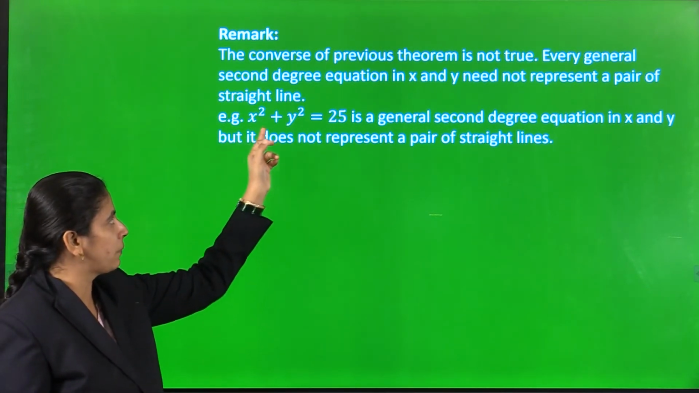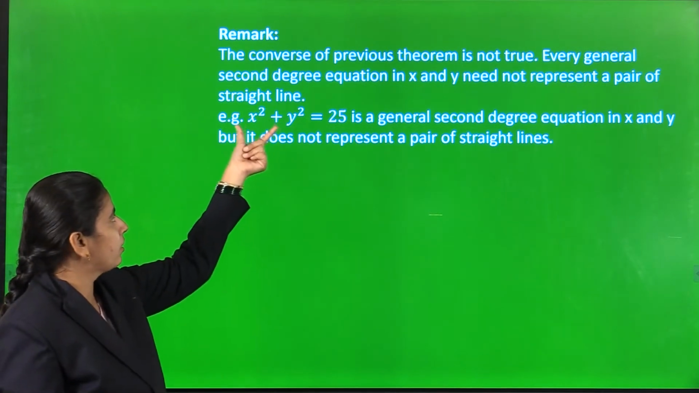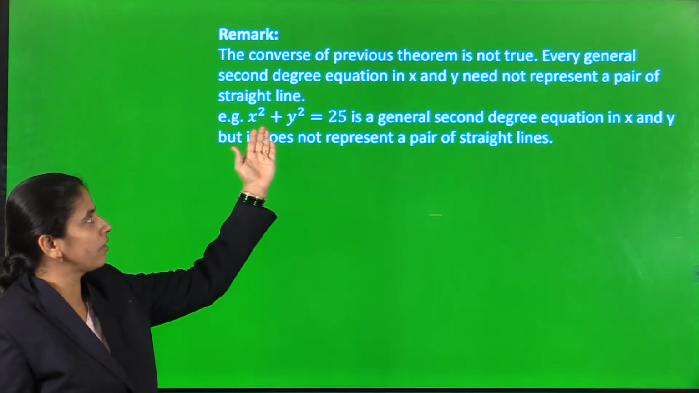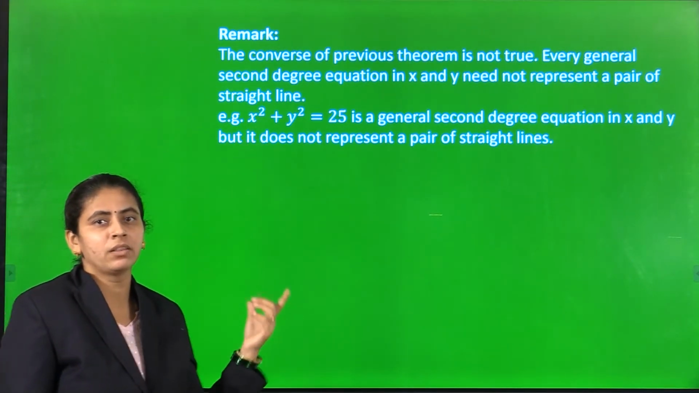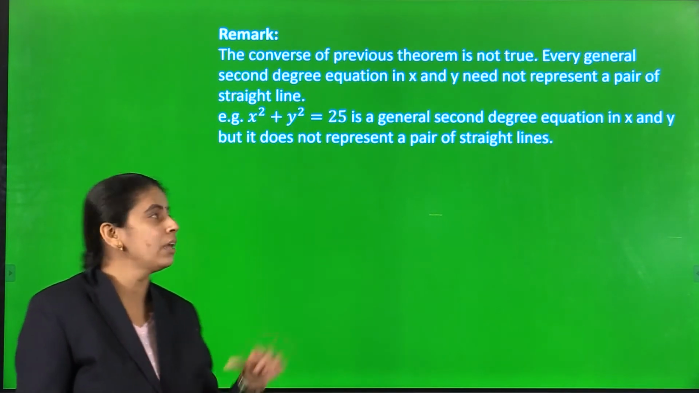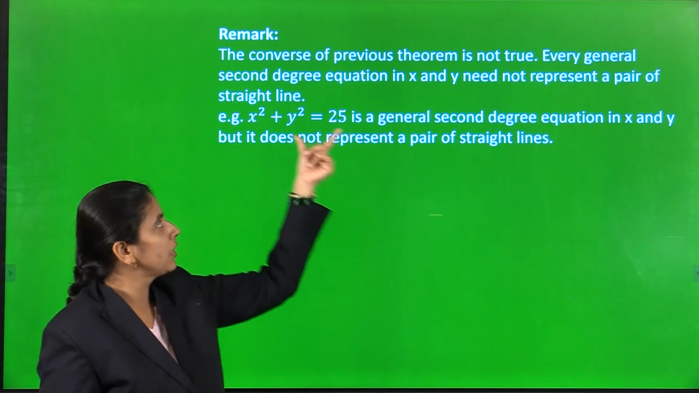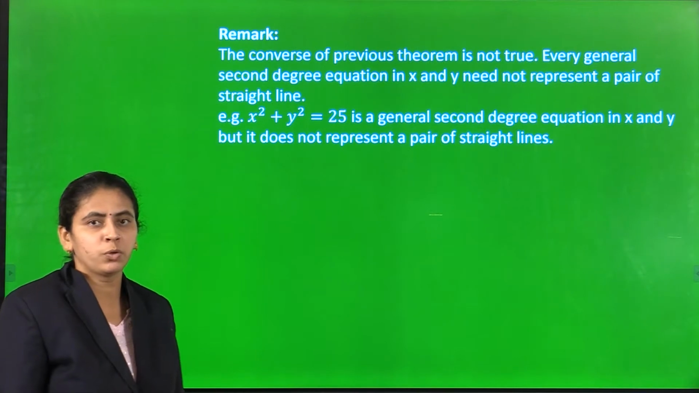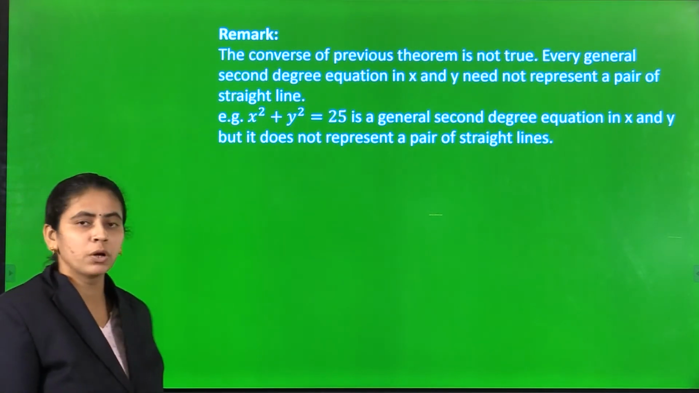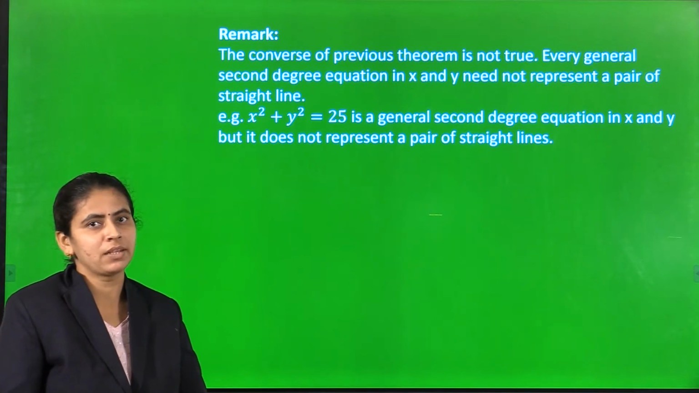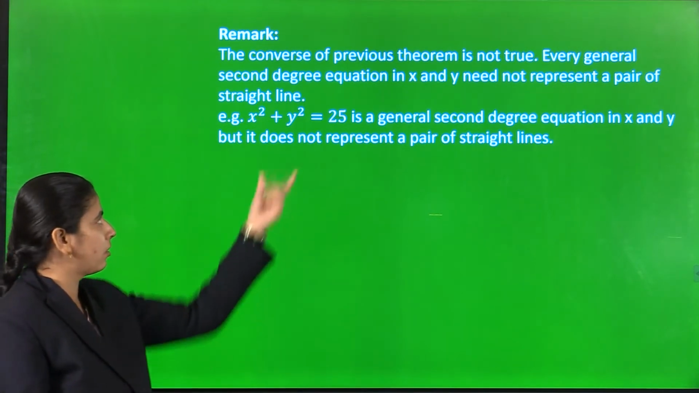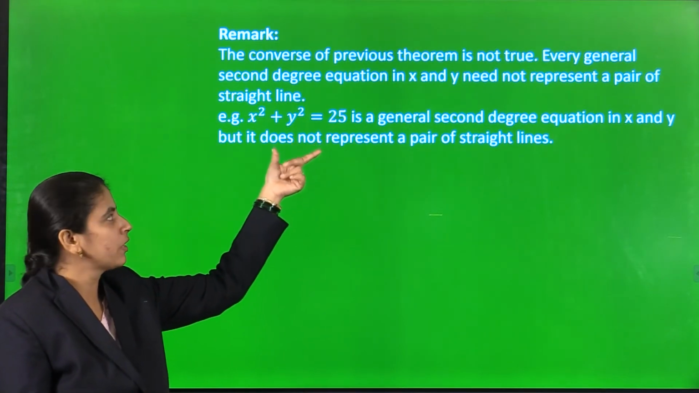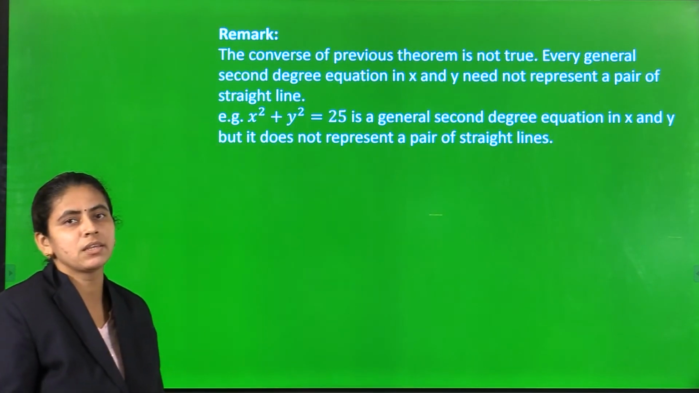Okay, remaining all constants are 0, therefore here the equation is only x square plus y square is equal to 25. This is a general second degree equation, but this equation does not represent a pair of straight lines, because this is the equation of a circle. x square plus y square is the equation of a circle with radius 5. You know that the equation of a circle with centre at the origin is given by x square plus y square is equal to r square, where r is the radius of the circle. So here x square plus y square is equal to 5 square, so here the radius is 5. So this is the equation of a circle having radius equal to 5.